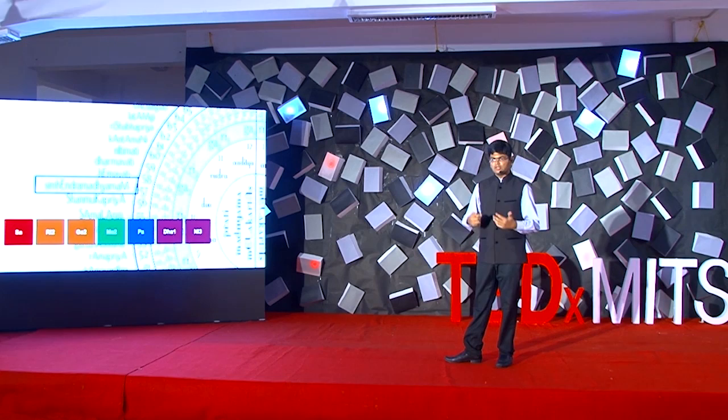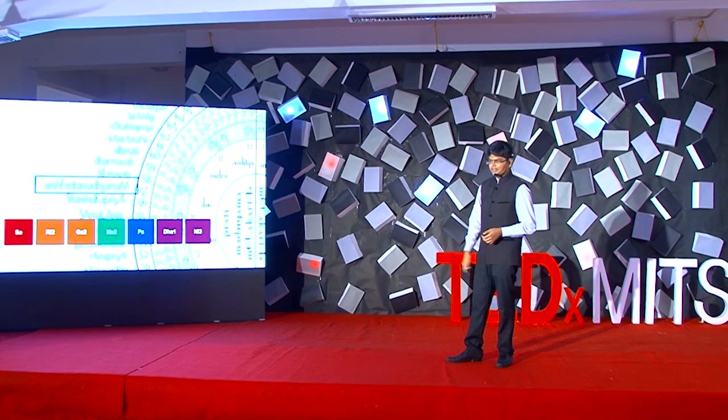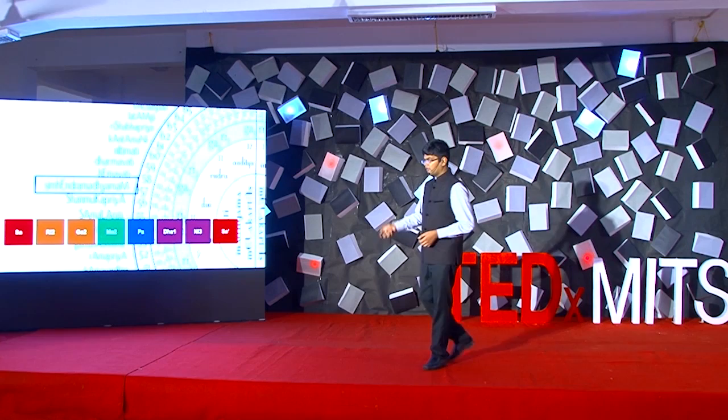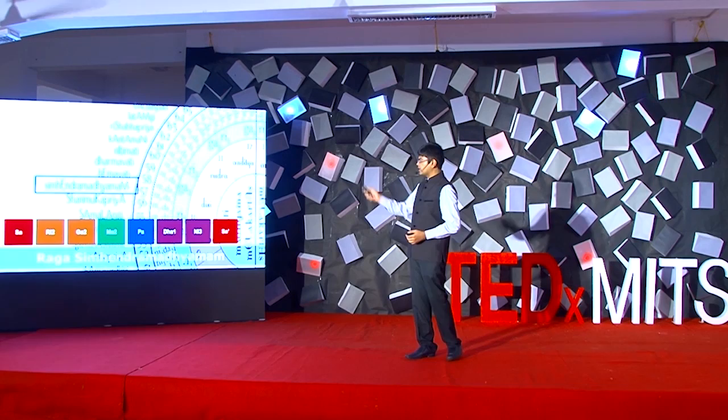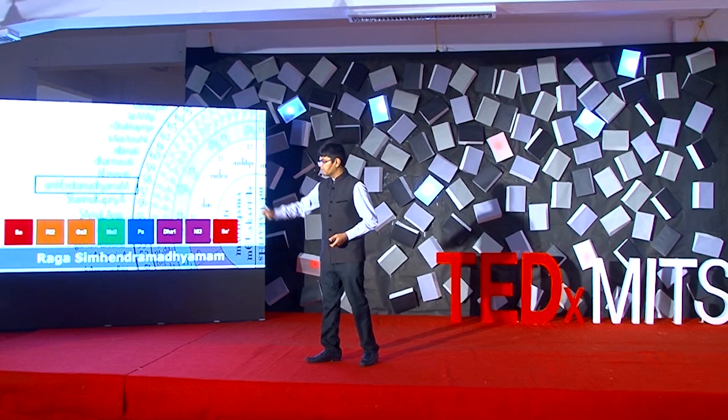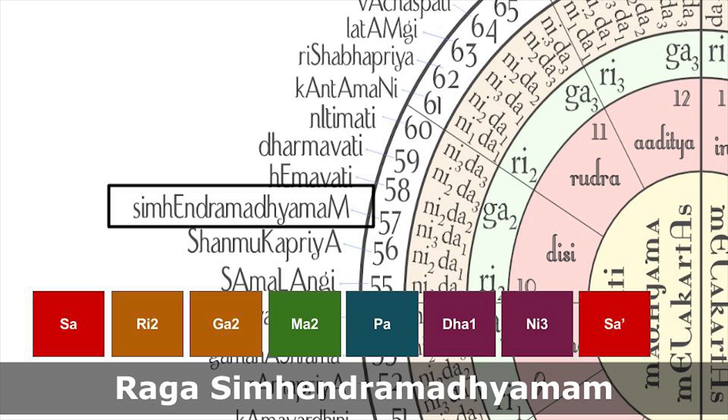Picks out the shrutis that correspond to that. It's sa, ri two, ga two, ma two, pa, tha one, ni three. Adds a sa from the next octave and declares it to be his own raga. He calls it a new raga. He creates a raga and names it Raga Simendra Madhyamam. And it sounds something like this. Sa, ri, ga, ma, pa, da, ni. He calls this a new raga.